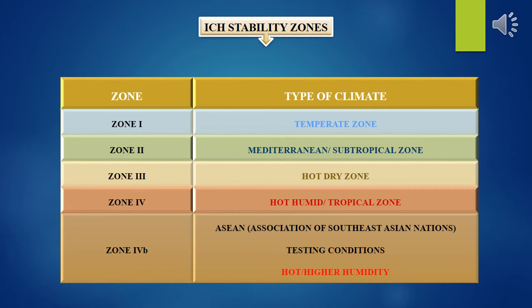1 represents temperate zone, 2 represents Mediterranean or subtropical zone, 3 represents hot dry zone, 4 represents hot humid or tropical zone, 4B represents hot or higher humidity. It is for ASEAN testing conditions. ASEAN represents Association of Southeast Asian Nations, where stability studies are carried out. So in different zones stability studies are carried out to finalize the quality of the product.